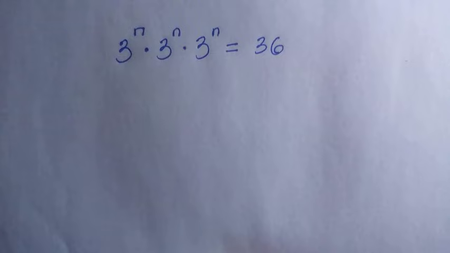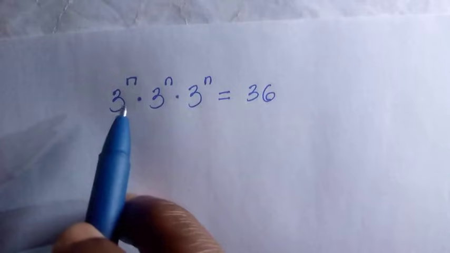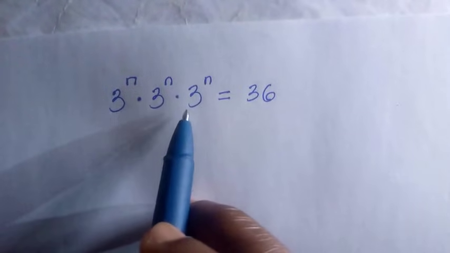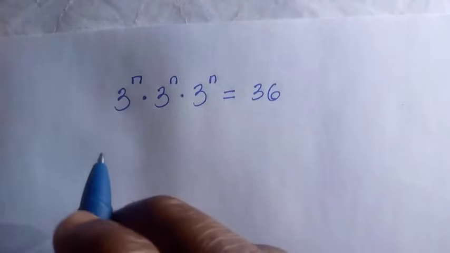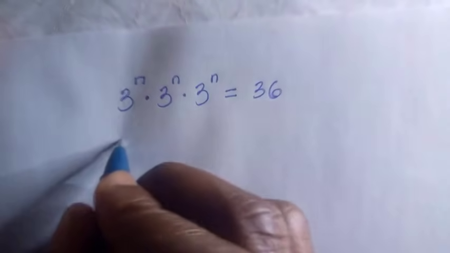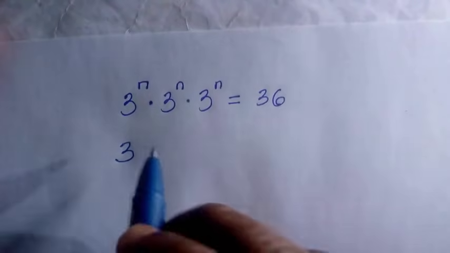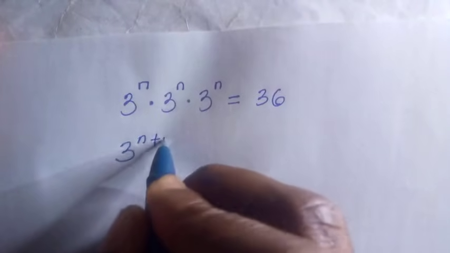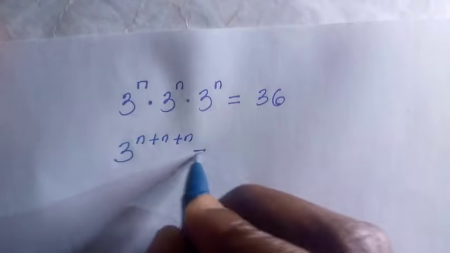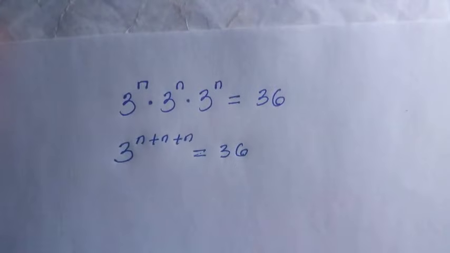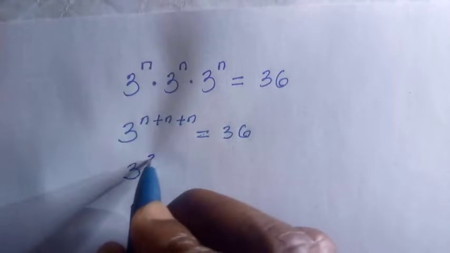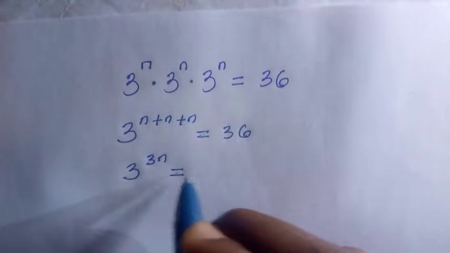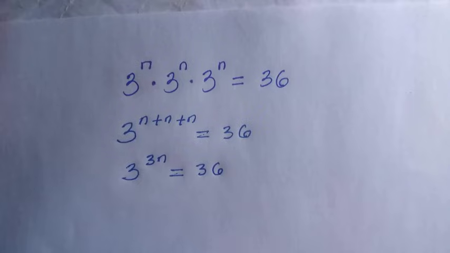How to find the value of n in this exponential equation, given that 3 to the power n multiplied by 3 to the power n multiplied by 3 to the power n equals 36. To solve this, we consider that 3 is the base, so we add the powers together, which is n plus n plus n equals 36. Next we have 3 to the power of 3n equals 36.